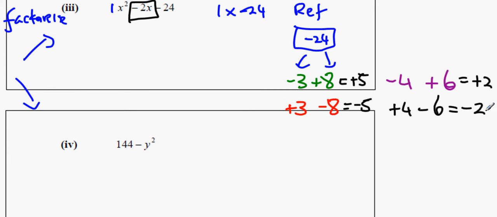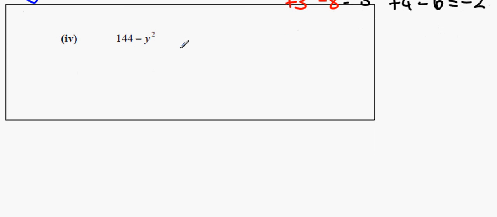So our answer here is going to be x. Now remember, the brackets come in, so our answer here should be x plus 4, x minus 6, okay? Now, this next question here, another example of 144. Now remember, I told you about those perfect numbers. So like 9 multiplied by 9 is 81, 10 multiplied by 10 is 100, 11 by 11 is 121, and 12 by 12 is 144. It's one of those special numbers again, okay?